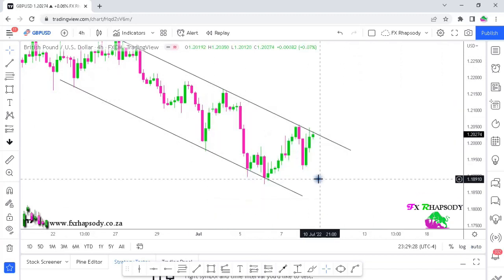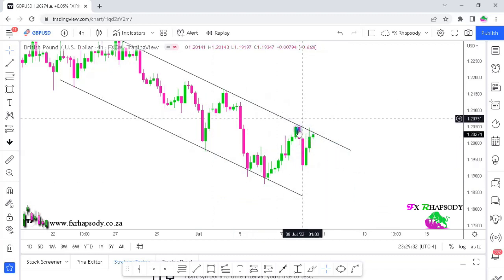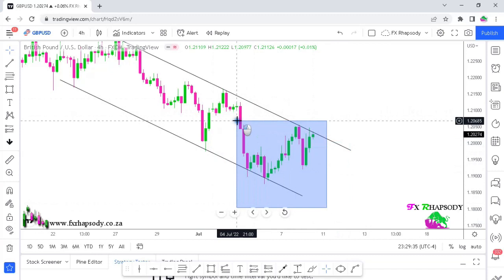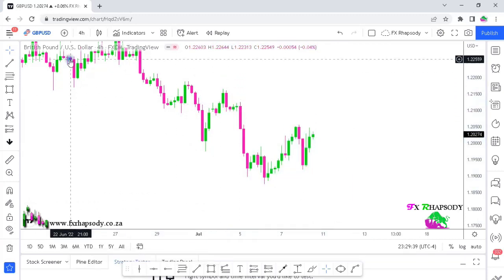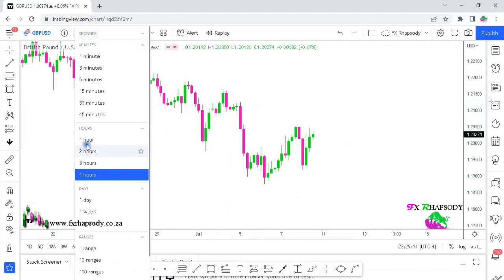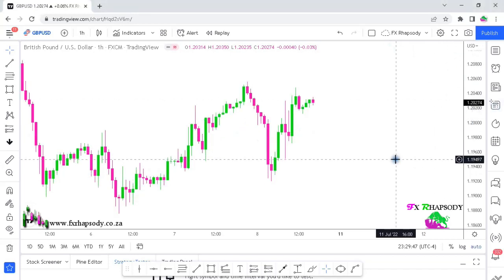So is price just going to hit that and carry on downwards, or will price respect that or break it to the top side? This is all possible. So let's have a look at the hour time frame. Okay, so on the hourly time frame, there's a couple of things I just want to highlight for you and show you.